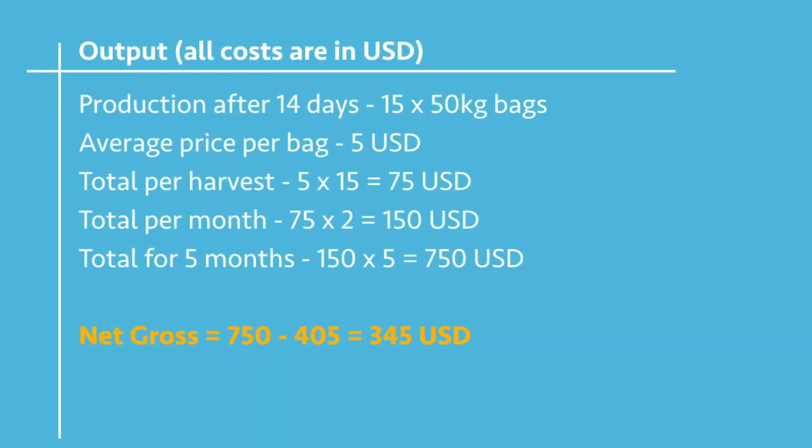Now, looking at the net margins, you had an input of $405, and the output after 5 months is $750. Removing the input, which was $405, you get $345 as the net margin for the 5 months. That is for a quarter of an acre. And for half an acre, for 1 acre, even for 2 acres, then of course this will be multiplied accordingly, 4 times this amount for 1 acre.